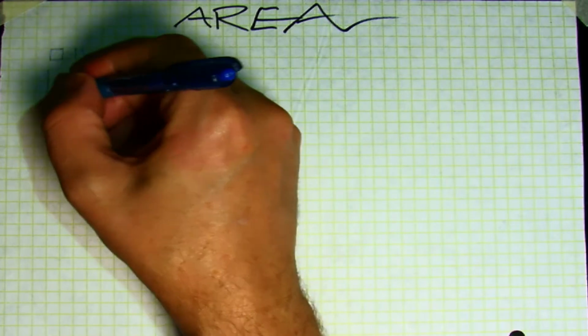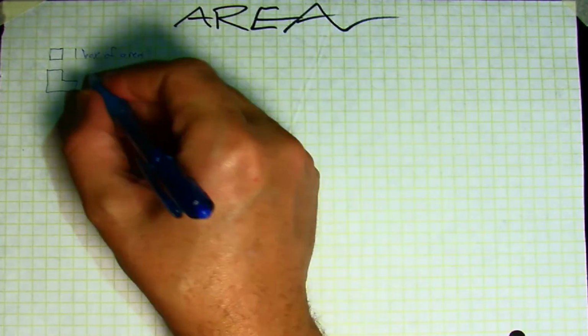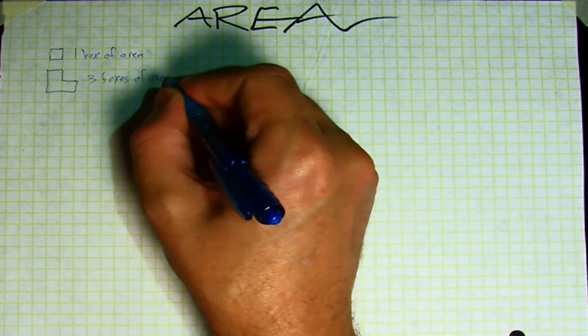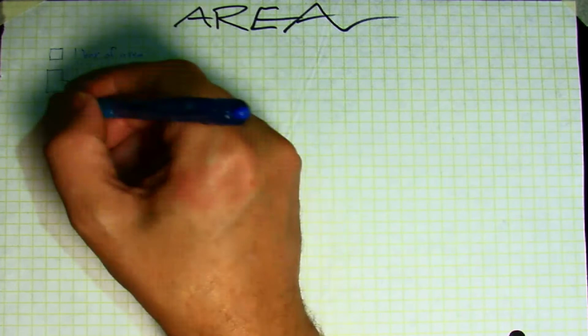I could draw another shape here, looks like this. This is 3 boxes of area. Whatever shape I want to draw, I could just count up the number of boxes and that's how much area it has. But it does get a little more complicated.